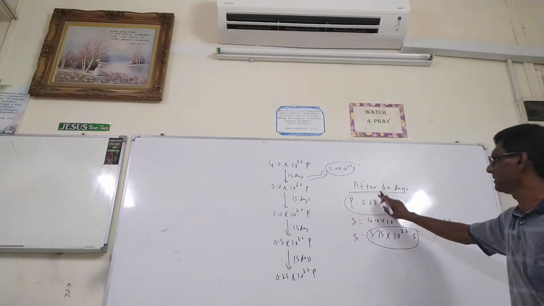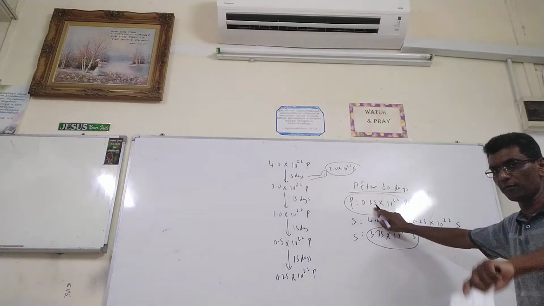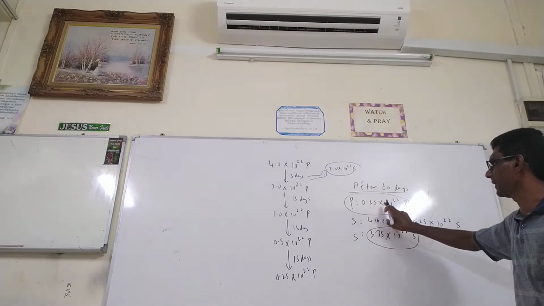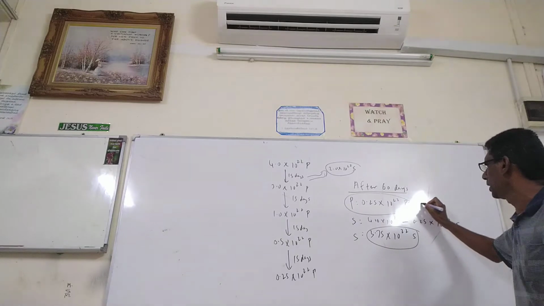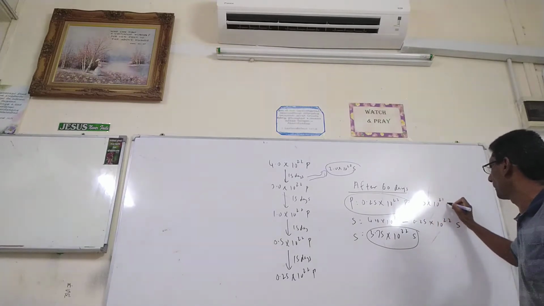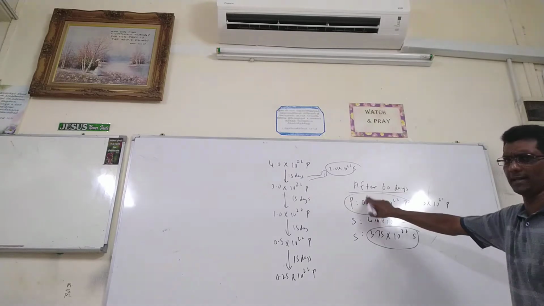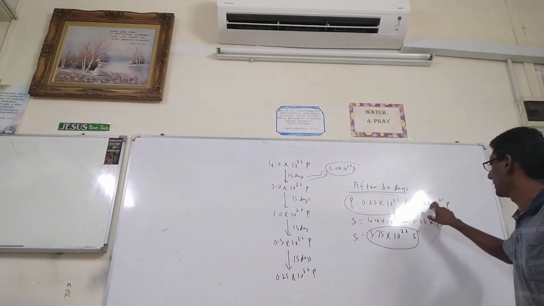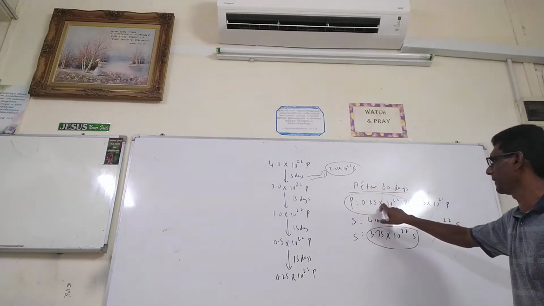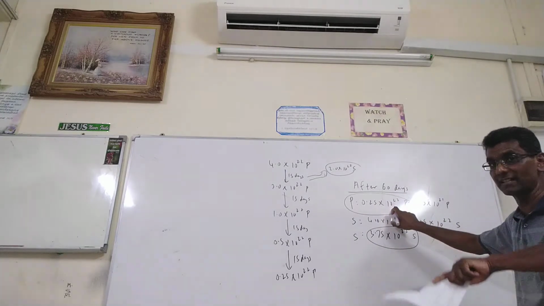So after 60 days, the remaining phosphorus is 0.25 times 10 power 22, which equals 2.5 times 10 power 21 phosphorus. So 2.5 times 10 power 21 phosphorus, or 0.25 times 10 power 22 phosphorus, remains after 60 days.